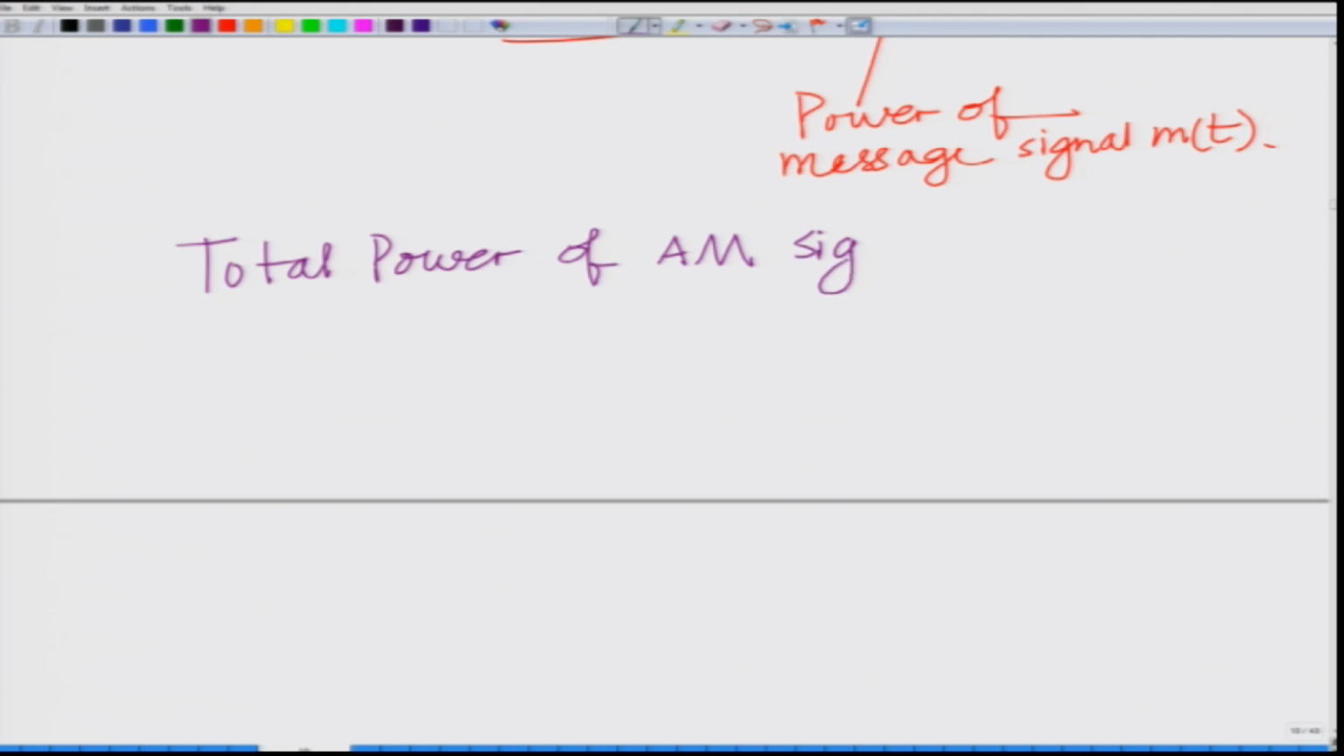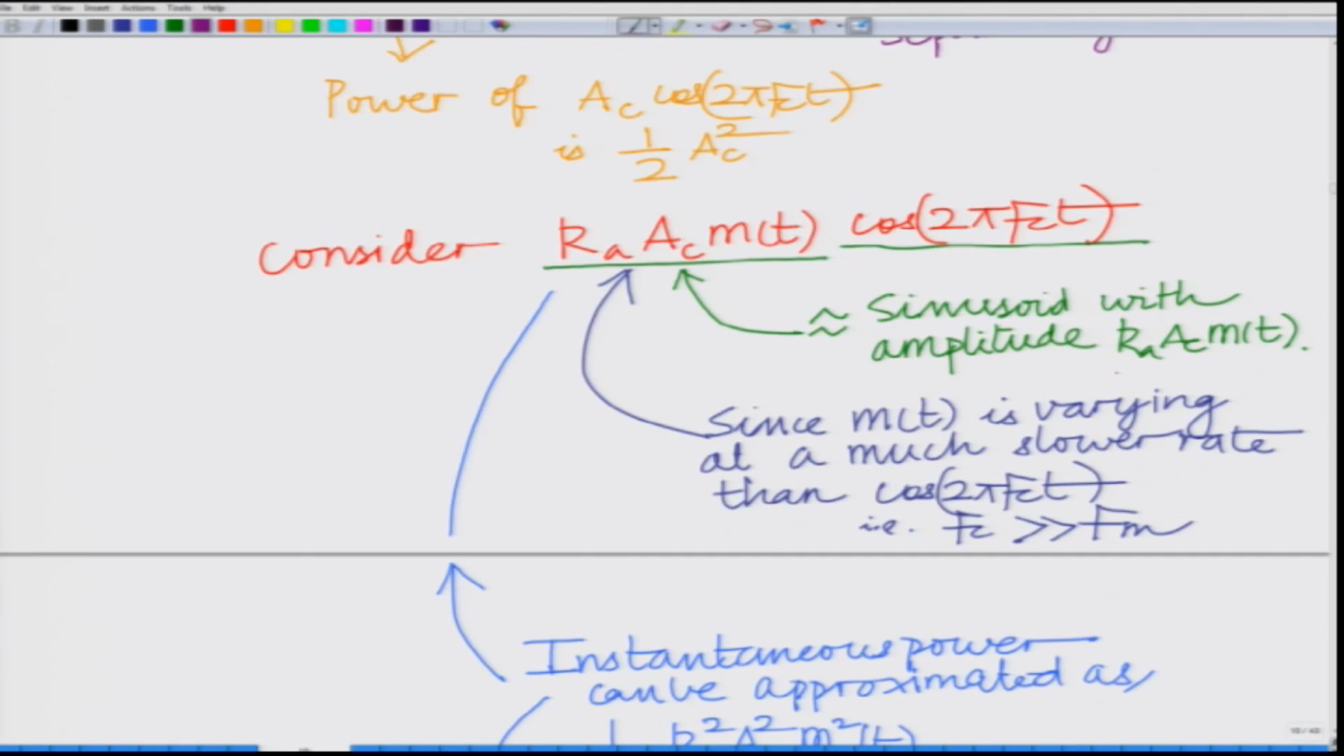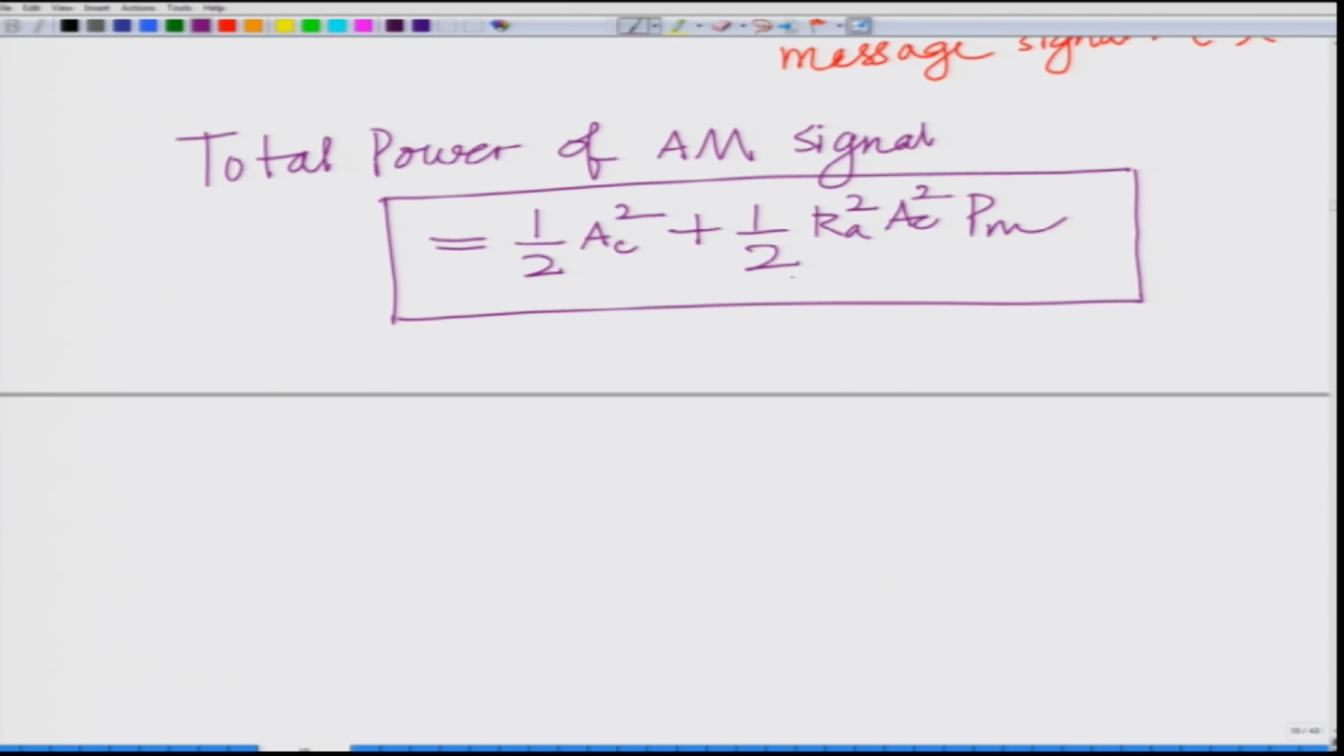AM signal equals half Ac square plus half Ka square Ac square into Pm. This is the total power. This is the total power of the AM signal, that is half Ac square plus half Ka square Ac square into Pm. Okay. So, this is the total power of the AM signal.